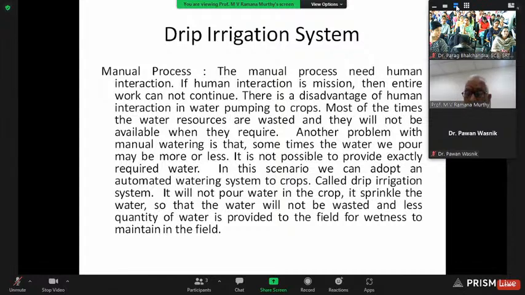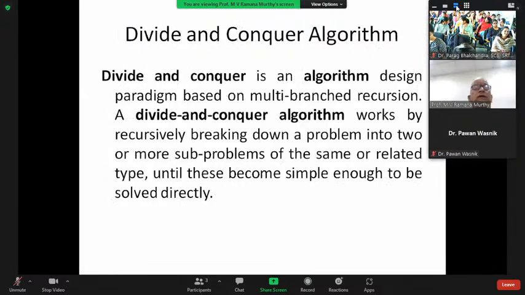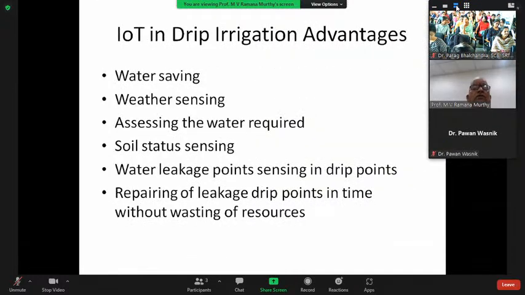This is the most important thing I've used. Basically, what are the advantages? I have used IoT in drip irrigation because it saves water. It also forecasts the weather, assesses the water amount required, and assesses the quality of the soil. It also detects leakage of water in pipelines and allows repairing of leakage points in time without wasting your resources. That's the advantage I mentioned.